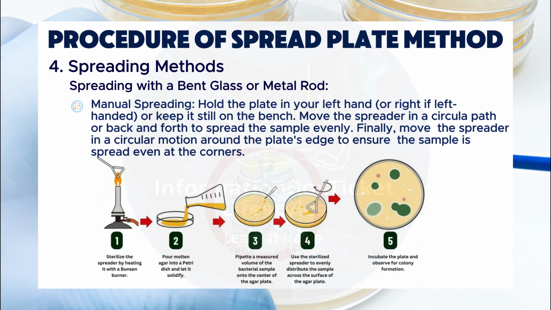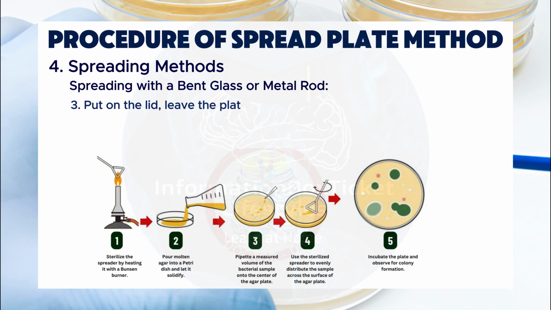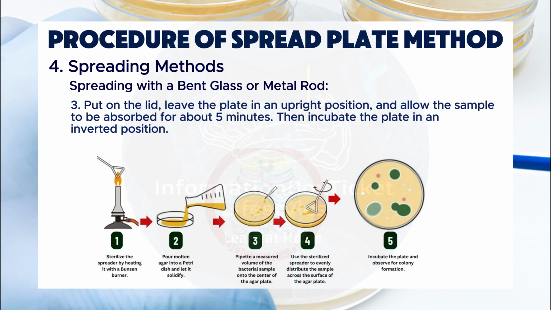Manual spreading. Hold the plate in your left hand, or right if left-handed, or keep it still on the bench. Move the spreader in a circular path or back and forth to spread the sample evenly. Finally, move the spreader in a circular motion around the plate's edge to ensure the sample is spread even at the corners. 3. Put on the lid, leave the plate in an upright position, and allow the sample to be absorbed for about 5 minutes. Then incubate the plate in an inverted position.